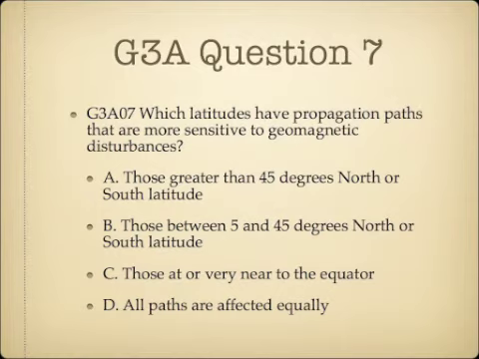Question 7. Which latitudes have propagation paths that are more sensitive to geomagnetic disturbances? A. Those greater than 45 degrees north or south latitude. B. Those between 5 and 45 degrees north or south latitude. C. Those at or near the equator. Or D. All paths are affected equally.